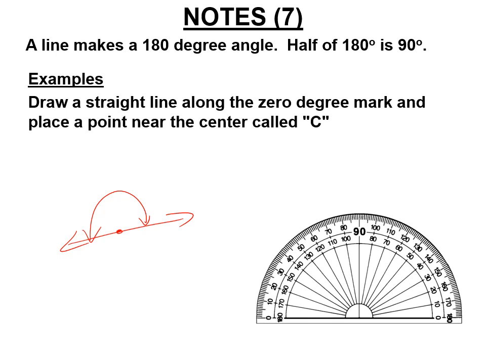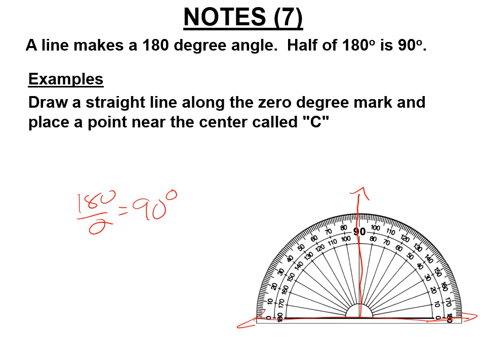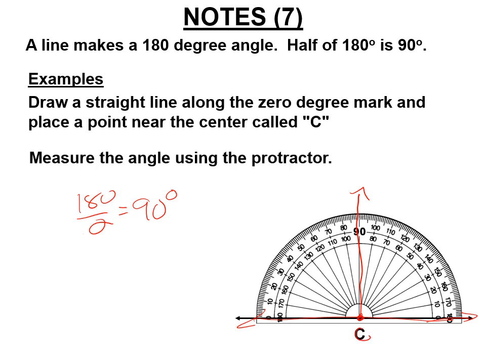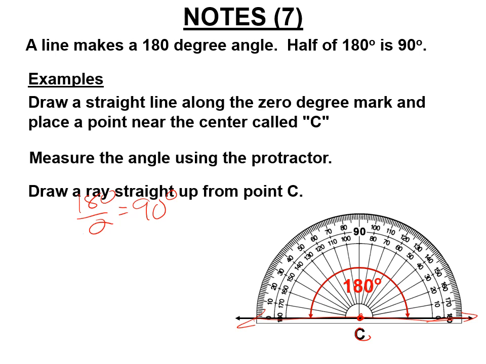So if you go from a 180 degree angle, a straight line, straight up, right? You're doing 180 divided by 2, which is what? 90 degrees. So it said draw a straight line along the 0 degree mark and place a point near the center C. I got a little ahead of myself because I knew where I was going. Measure the angle. Right, so the angle of the whole thing is 180. There you go. Draw a ray straight up from point C.